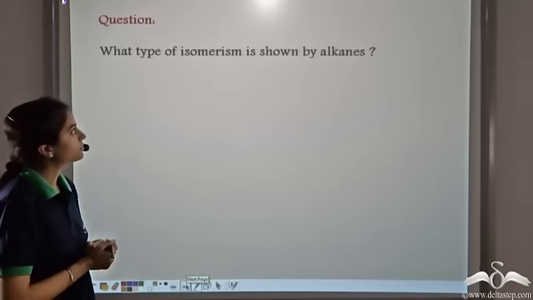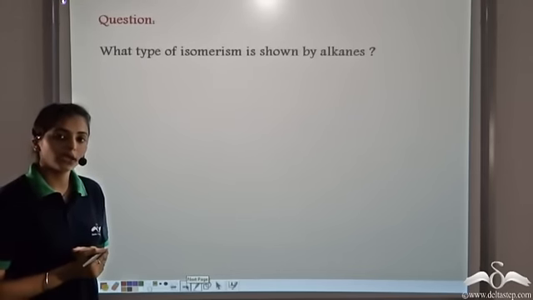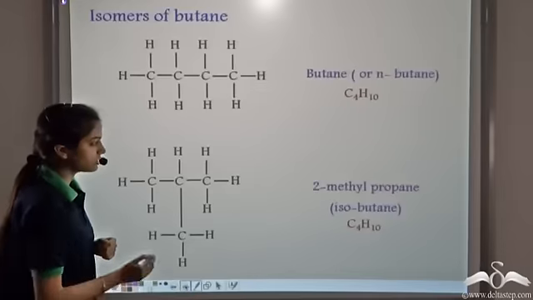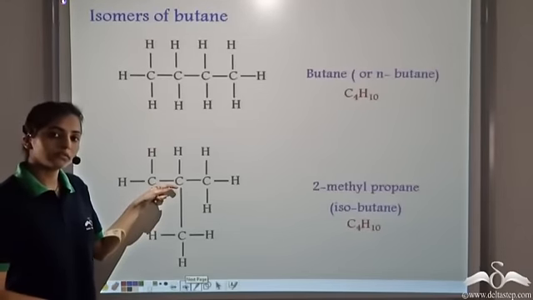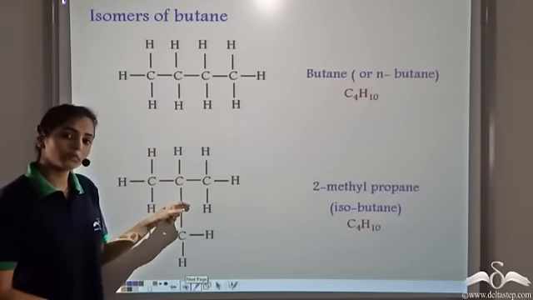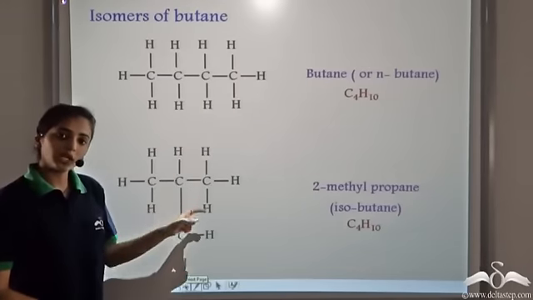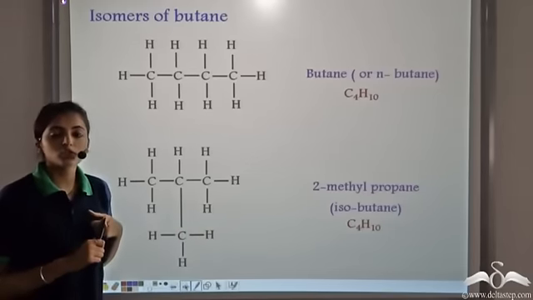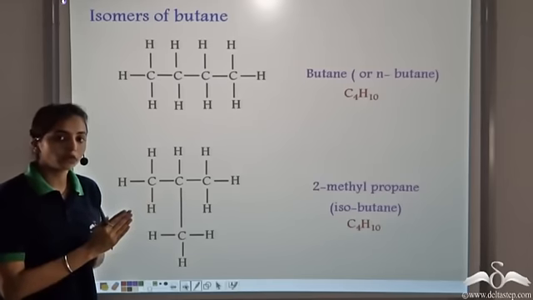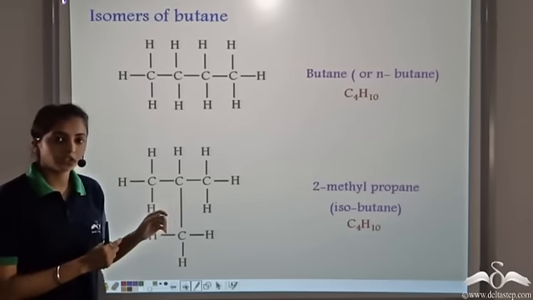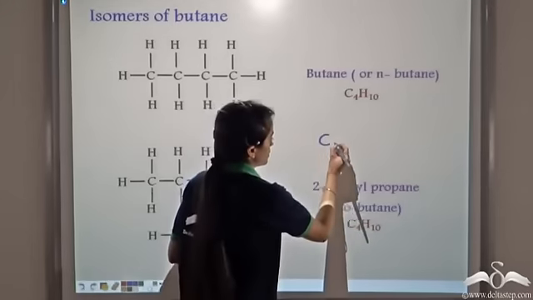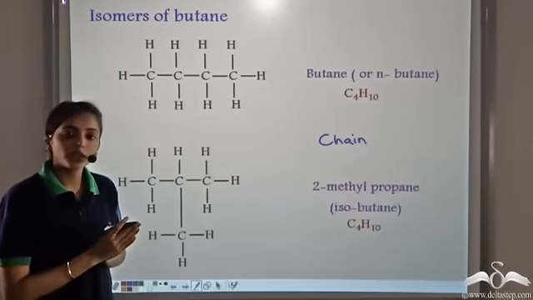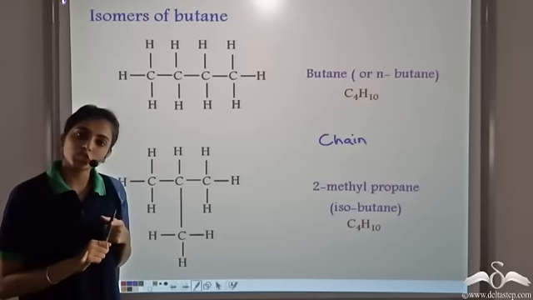Let's look at a question here. What type of isomerism is shown by alkanes? If we look at the structures of butane, we saw that two isomers were possible, the normal butane and the isobutane, which we got by moving one methyl group. Such isomers, obtained by a different arrangement of carbon atoms in the straight or branch chains, are known as chain isomers. So the type of isomerism which is possible in alkanes is chain isomerism.